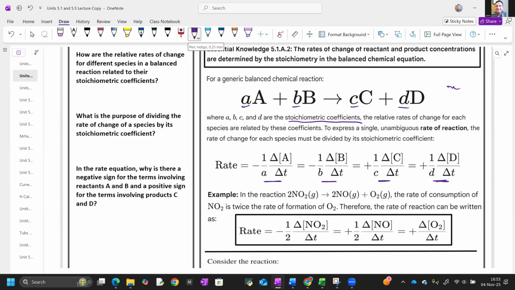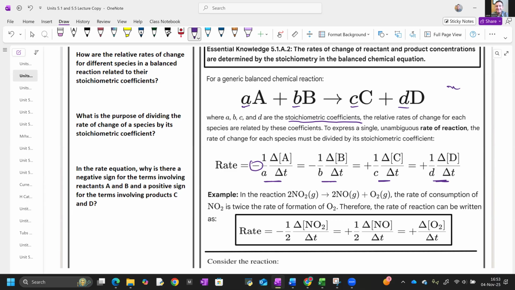And so because the change in A is going to be a negative value, remember, reactants are decreasing with time, so the final concentration is going to be much less than the initial concentration. And so if this negative sign was not there, then we would end up with a negative rate for the reaction, and that's not possible. We have to have a positive rate. And so this negative sign helps make the rate positive. So we have to have, for reactants, a negative sign in the expression, because the change in the concentration of reactants is always going to be negative.